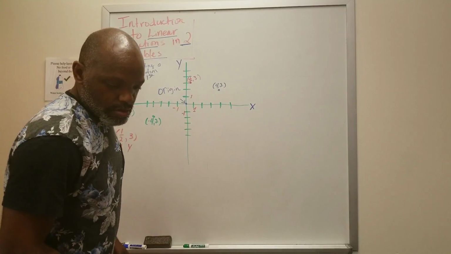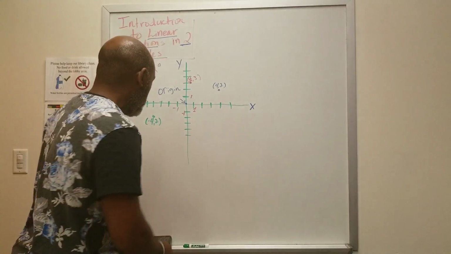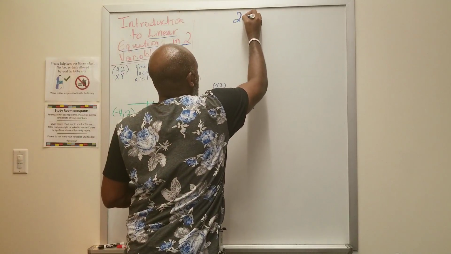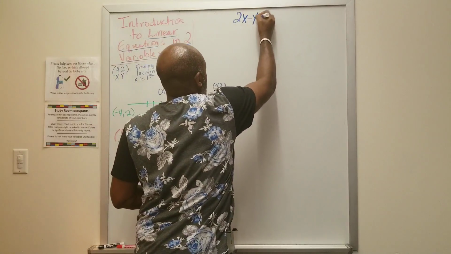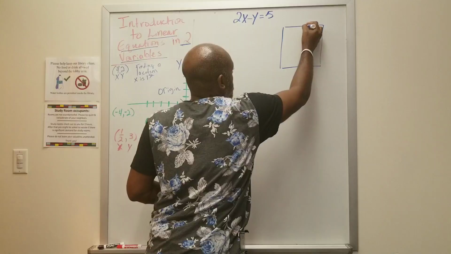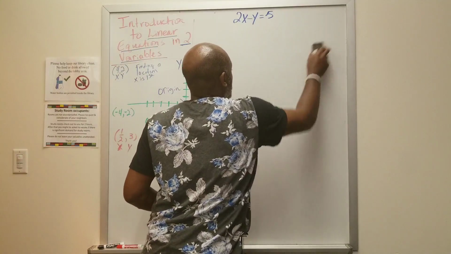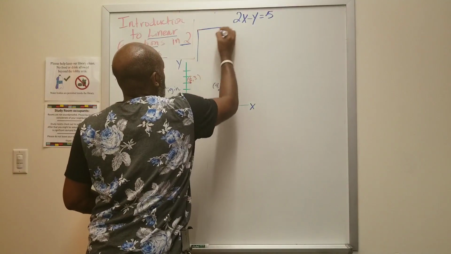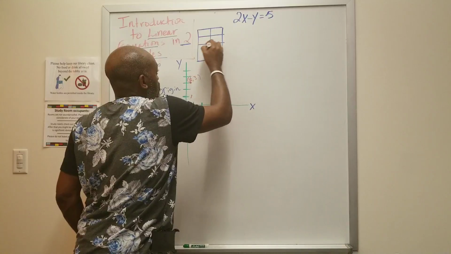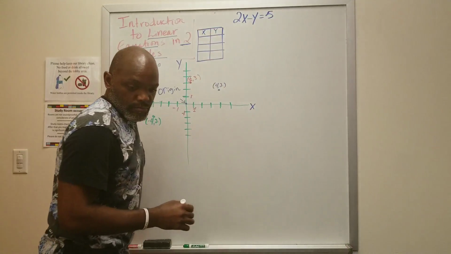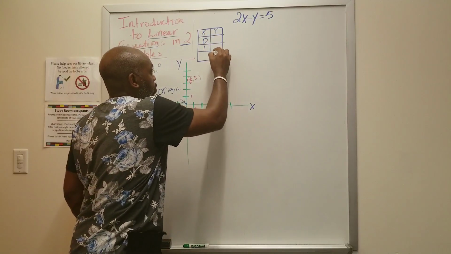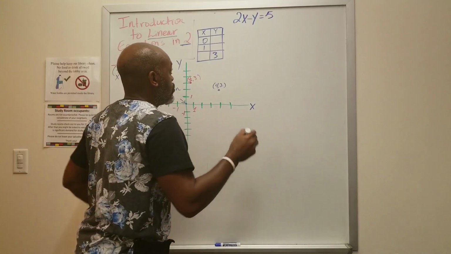All right. So once again, we're going to talk about completing the table, and then we're going to plot the graph. Okay. Let's say we have 2x minus y equals 5. In our table, the table doesn't have to be that big. We can have a little table. And so we have x values 0, 1, and then 3. And so we're going to solve by replacing.